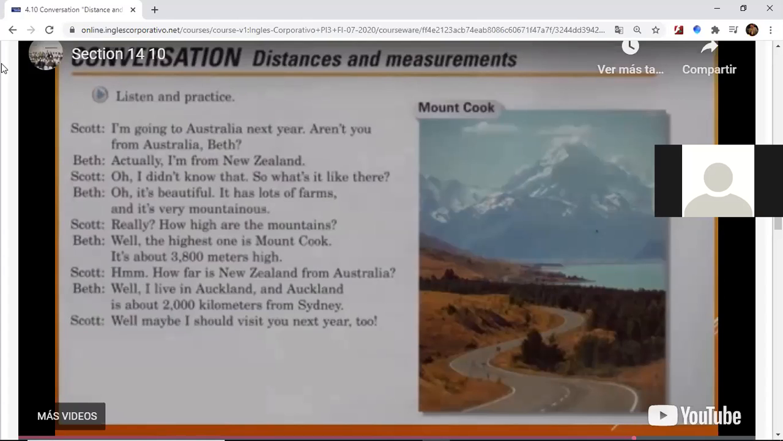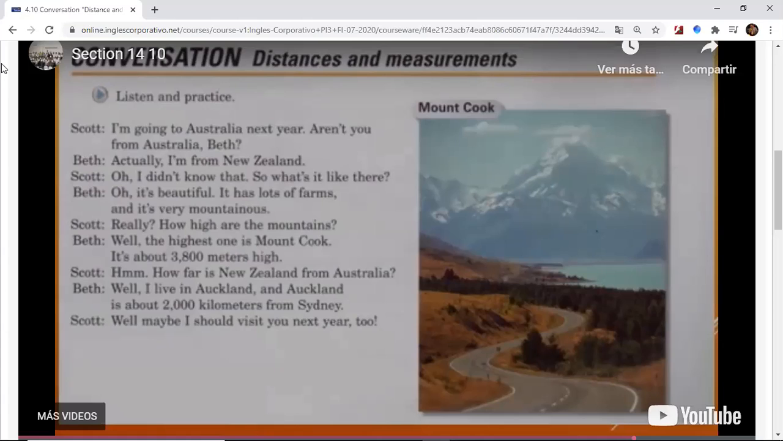I'm going to Australia next year. Aren't you from Australia, Beth? Actually, I'm from New Zealand. Oh, I didn't know that. So what is it like there? Oh, it's beautiful. It has a lot of farms and it's very mountainous. Really? How high are the mountains? Well, the highest one is Mount Cook. It's about 3,800 meters high. How far is New Zealand from Australia? Well, I live in Auckland. In Auckland, it's about 2,000 kilometers from Sydney. Well, maybe I should visit you next year, too.